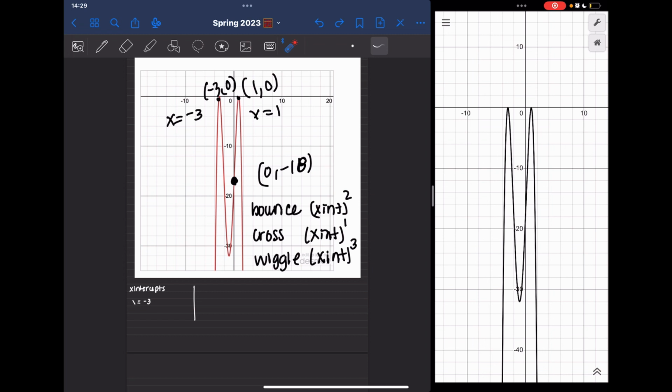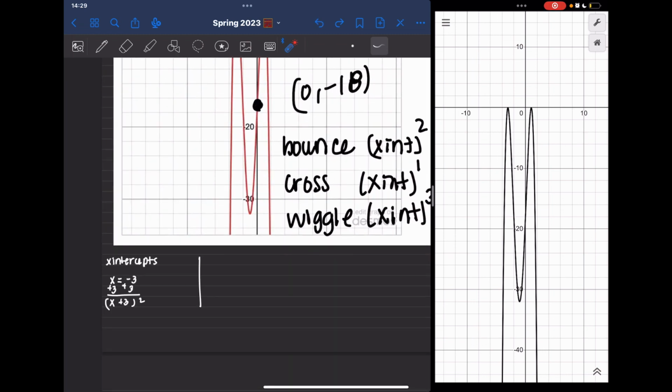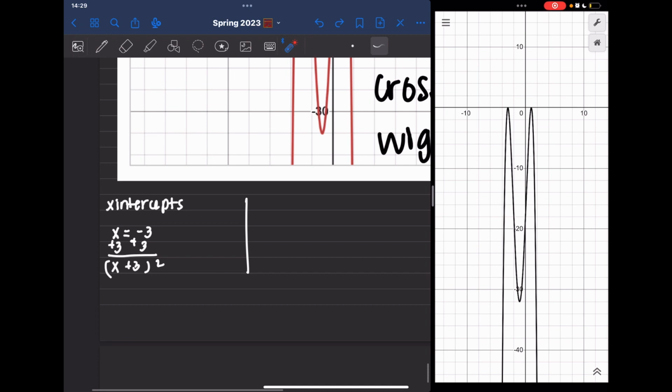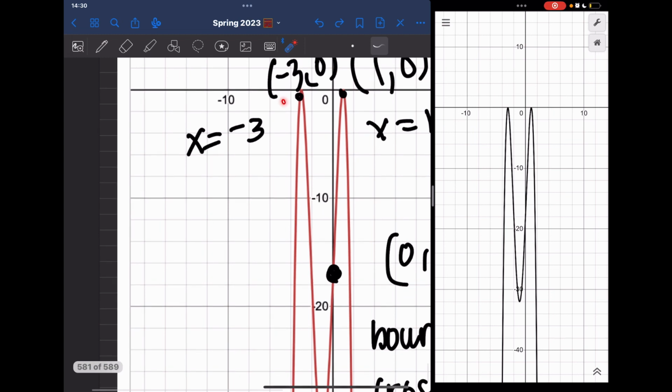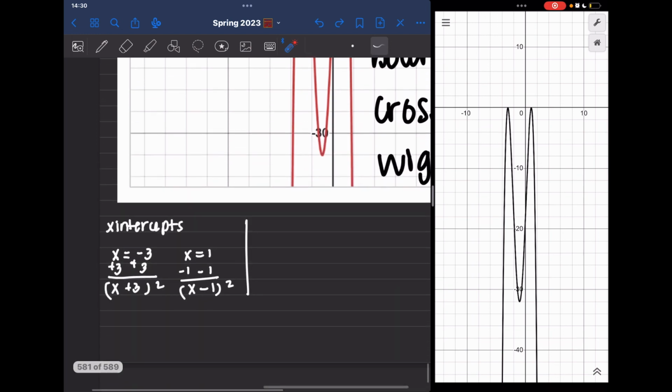So the x-intercepts are going to be x equals negative 3. So the first one is x equals negative 3. We have to create the linear factors. So I add 3 to both sides, and I get x plus 3 squared, again, because they touch the x-axis. We call that a bounce. And then the second one is going to be x equals 1. So then I'm going to subtract 1 from both sides, and then I get x minus 1 squared. Again, they're both squared because they're a bounce off the x-axis.